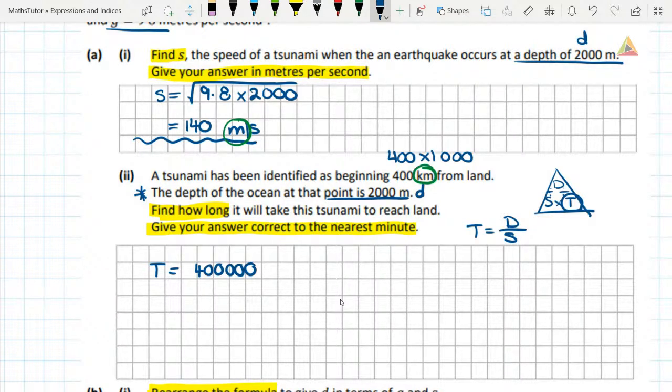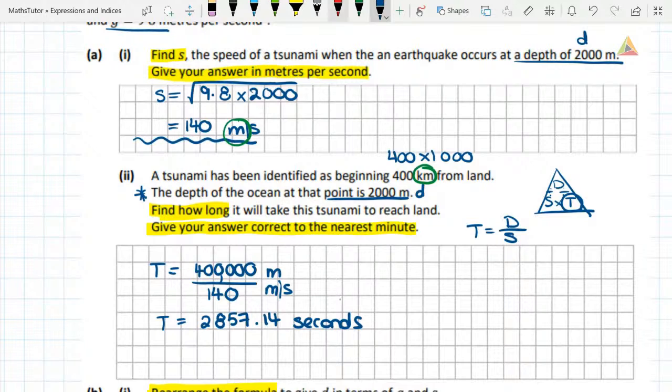So that's 400,000 divided by our 140 meters per second. So that's our distance on the top line, our speed on the bottom line, and I get a time of 2,857.14, and that'll be seconds. So this was meters per second, so our time is going to be in seconds.